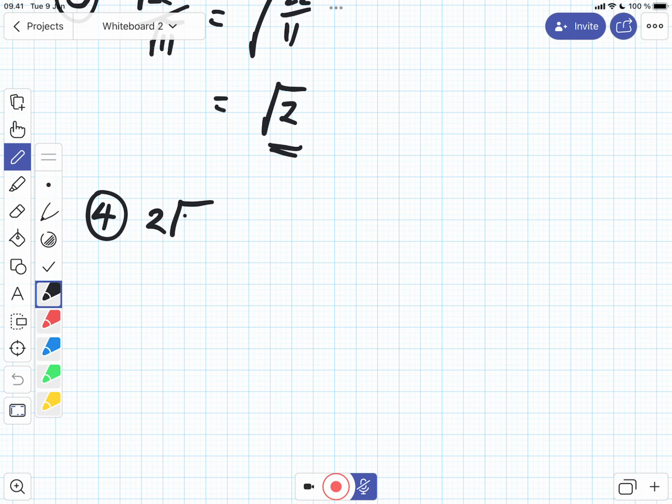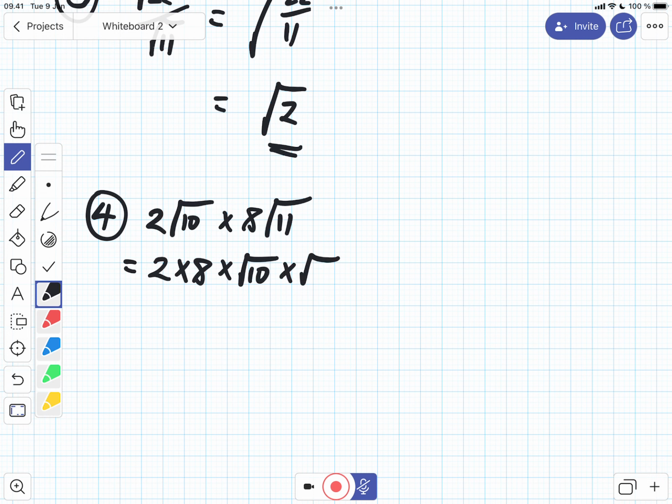2 root 10 times 8 root 11. Well, I can rewrite that with the 2 times 8 first, and the root 10 times root 11 next. 2 times 8 is 16, and root 10 times root 11 is the square root of 10 times 11, 110. So 16 root 110 is about as simple as that's going to get.